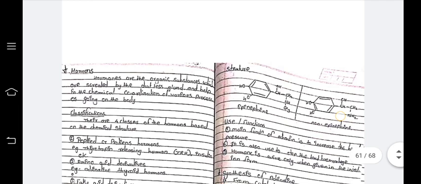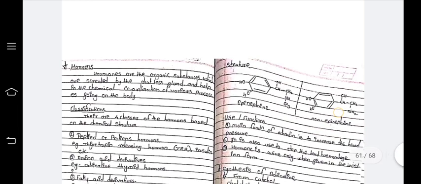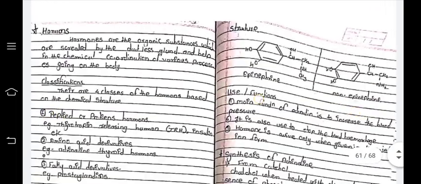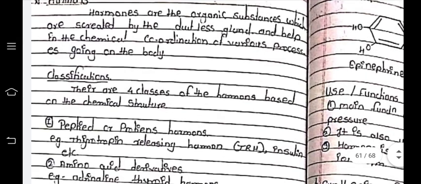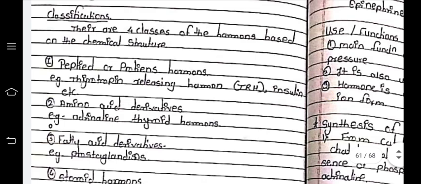this is all about the natural products of citral. Next are the hormones. Hormones are organic substances which are secreted by ductless glands and help in the chemical coordination of the various processes going on in the body.